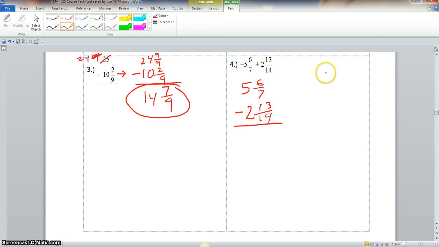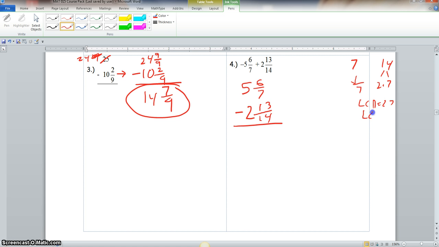Now, let's find the common denominator of 7 and 14. 7 is already prime. 14 breaks down to 2 and 7. So our LCD is 2 times 7, so our LCD is 14. So we will write this again.